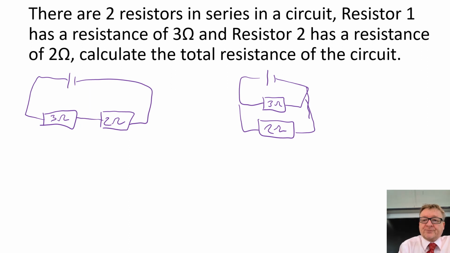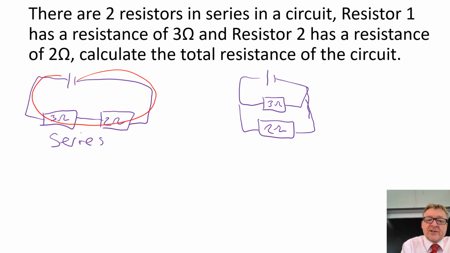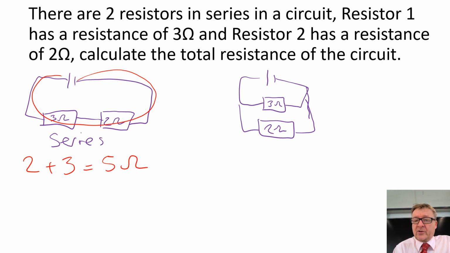Right, so the first one. Calculate the total resistance of the circuit. So we do the series one first. Series is where there's only one route for electricity to take, from there all the way around and back to there. The resistance, all you do is 2 add 3 equals 5 ohms. So that's the answer to the question that I've got up there.